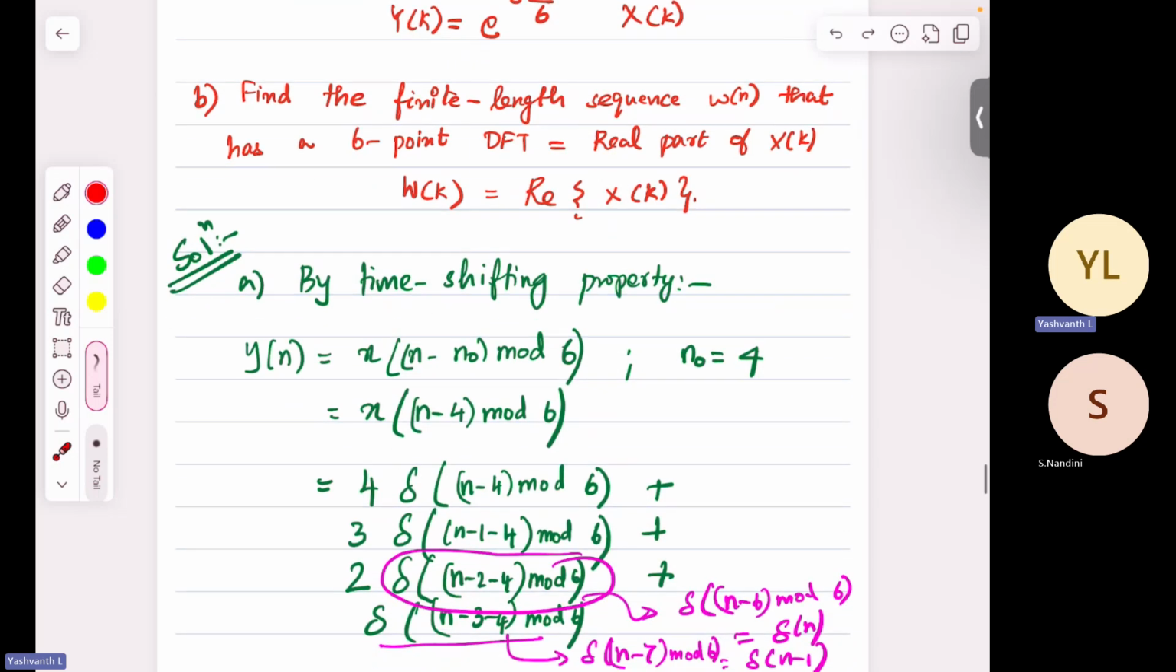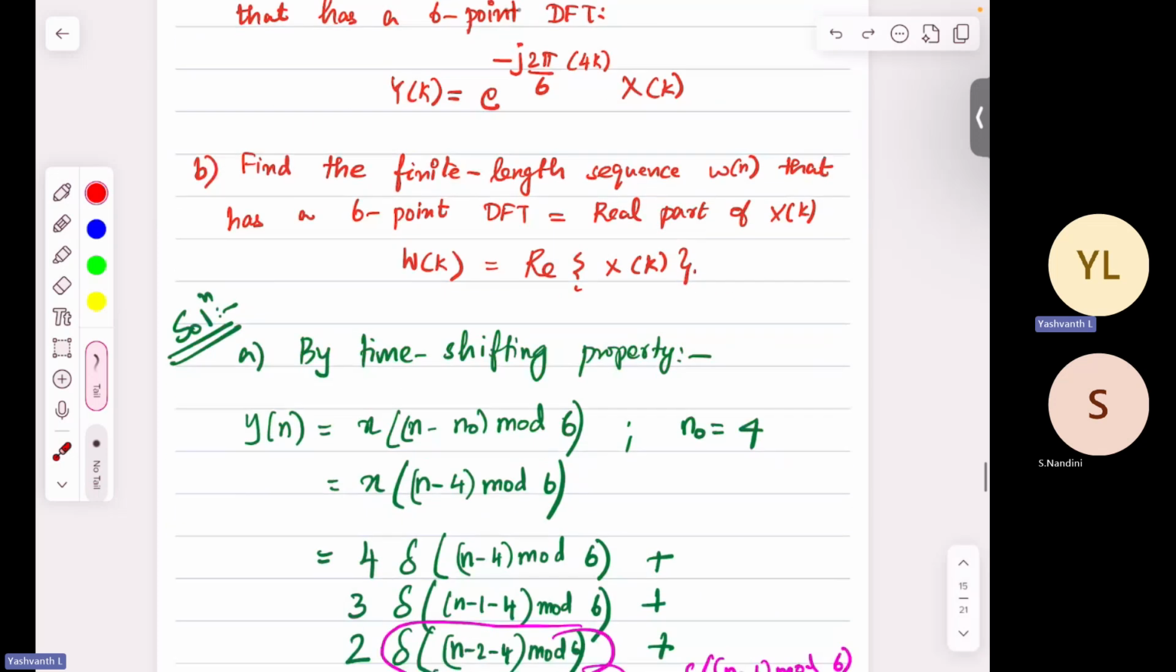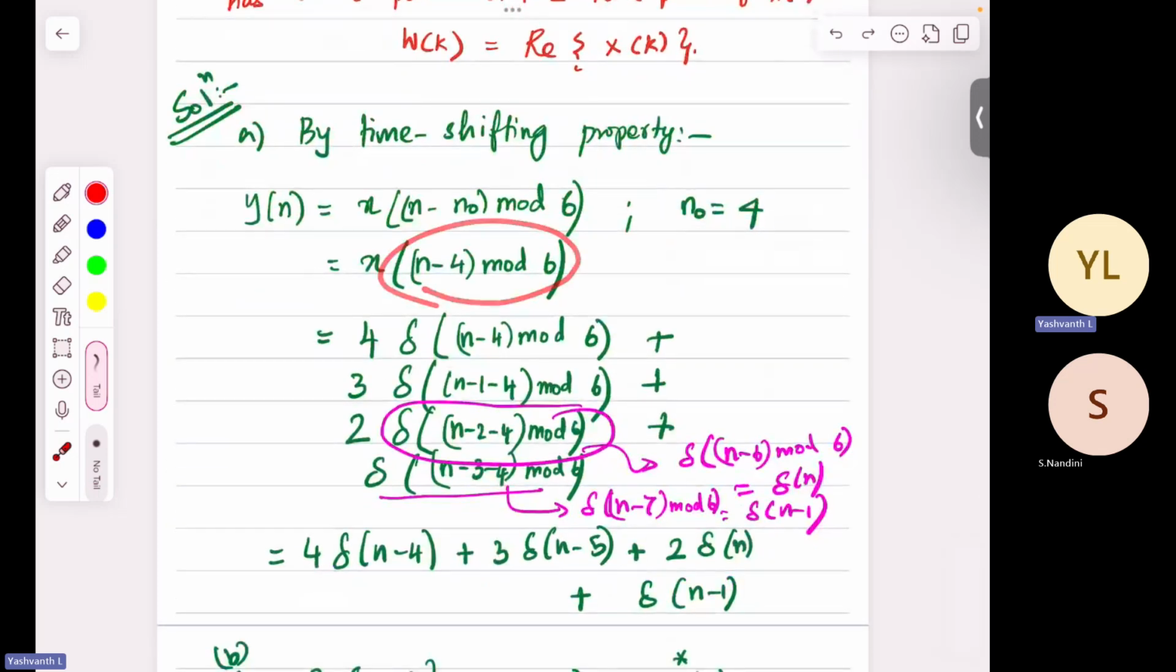Now, what is x of n? 4 delta of n, 3 delta of n minus 1, 2 delta of n minus 2, delta of n minus 3. But now you need to do the operation of n minus 4 mod 6. So you get 4 delta of n minus 4 mod 6, 3 delta of n minus 5 mod 6, 2 delta of n minus 6 mod 6. But n minus 6 mod 6 is the same as delta of n, because if you subtract 6 and take the remainder with respect to 6, it is the same as delta of n.